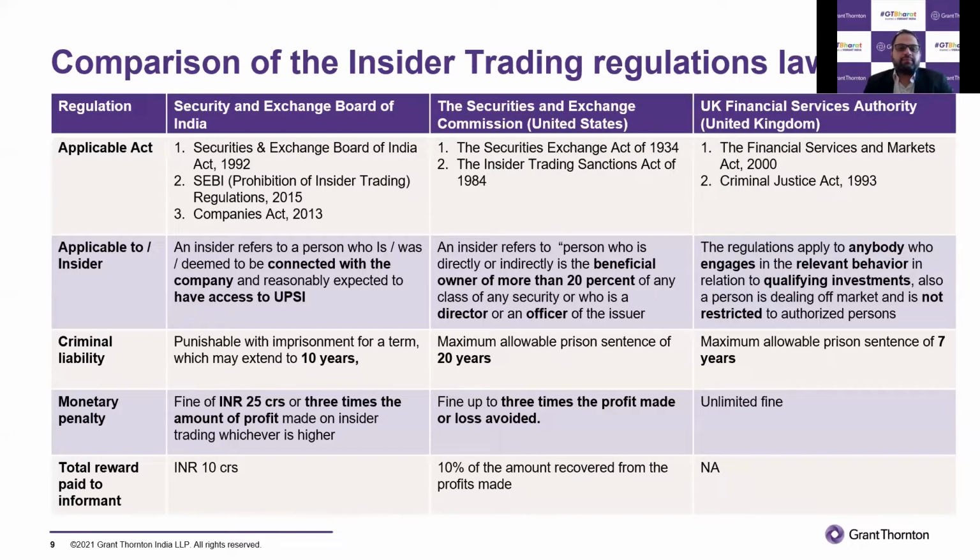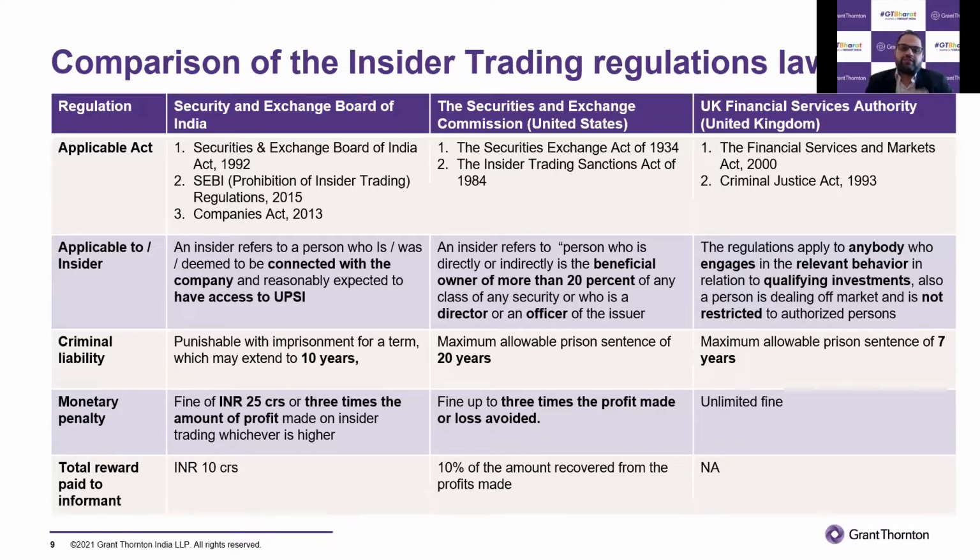Now, from a criminal liability perspective, as per Indian regulations, it is punishable with imprisonment which can extend up to 10 years. In the SEC, it is a maximum allowable prison sentence of 20 years. And as per the UK, it is a maximum allowable prison sentence of 7 years. Now, the real difference lies in the monetary penalty. As per Indian regulations, it is 5 times or 25 crores or 3 times the profit made on insider trading, whichever is higher. The SEC fine is up to 3 times the profit made or loss avoided. That's an interesting thing: it's not just gains made, it is also loss avoided. And the UK is again very broad-based, saying unlimited fine.